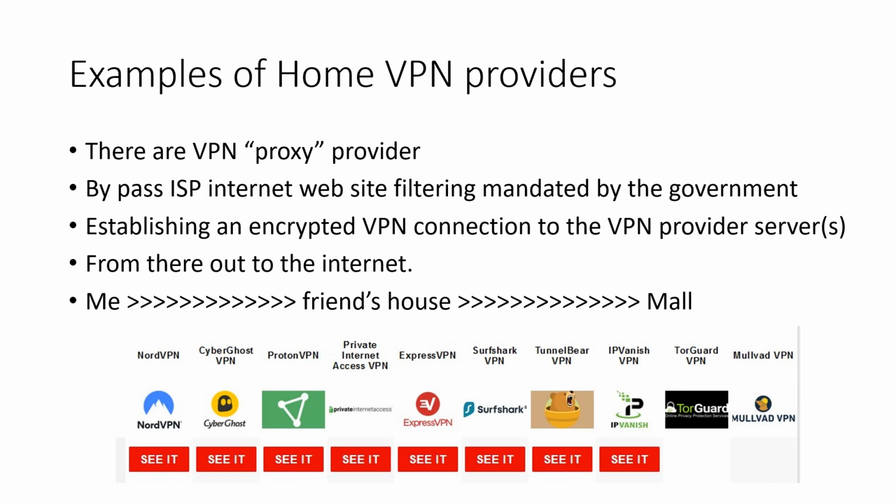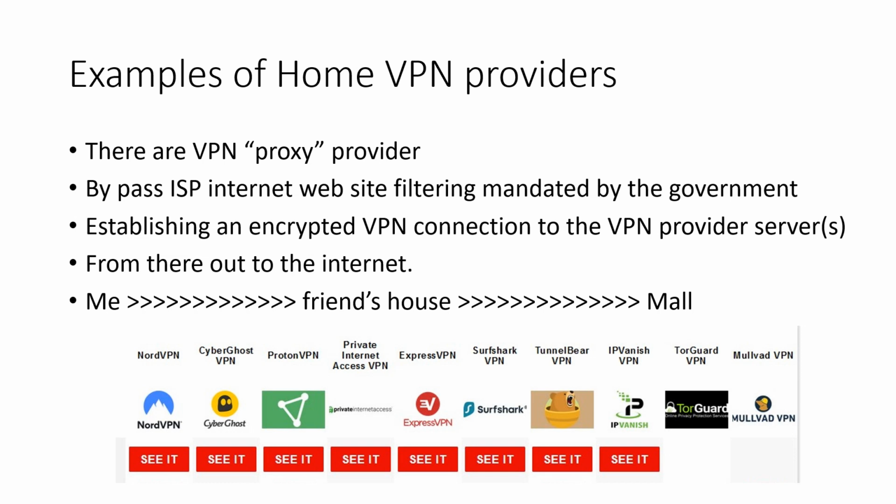Now, those VPNs are actually VPN proxy provider services. So they sell you a VPN proxy service that allows you to bypass internet service providers' web filtering services mandated by the government by establishing an encrypted VPN tunnel between the user and the proxy VPN server around the world. Because the data is encrypted, by default the service provider would allow that encrypted traffic to go through. And then after you come out from the other end of the VPN tunnel, you can proceed to go to whichever destination you want to go to.